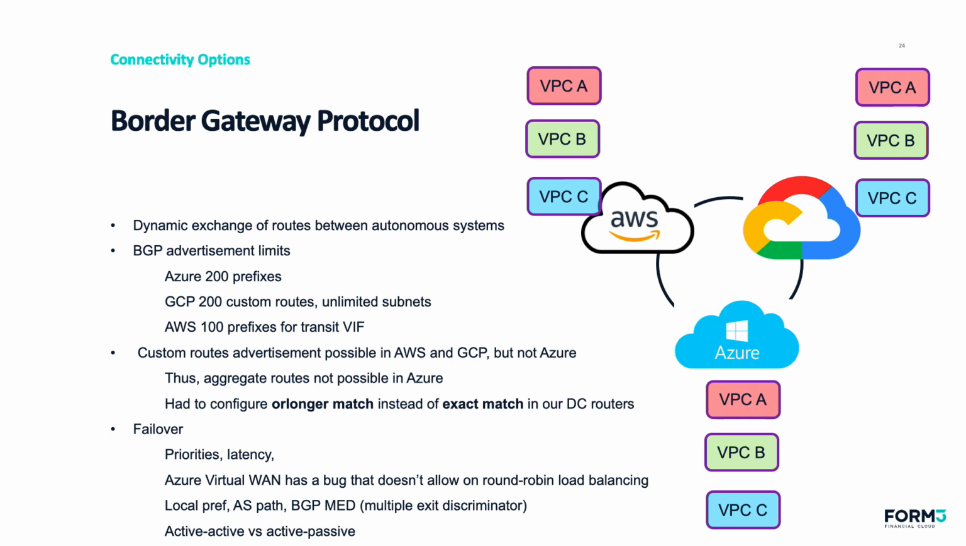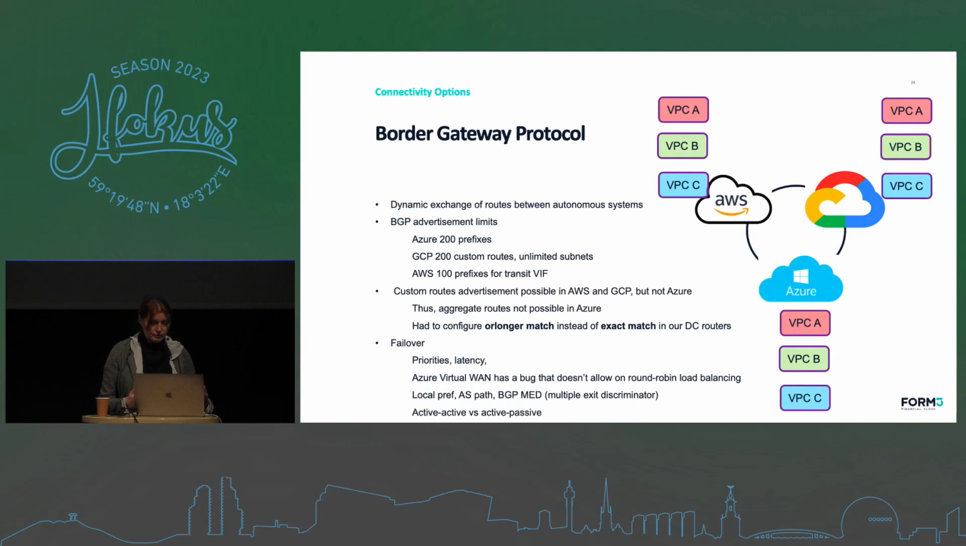way of dynamic advertising of IP addresses. You need to support routing. So Border Gateway Protocol, BGP, is used in such cases. You need to be aware of different limits on different clouds and different configuration options for BGP.